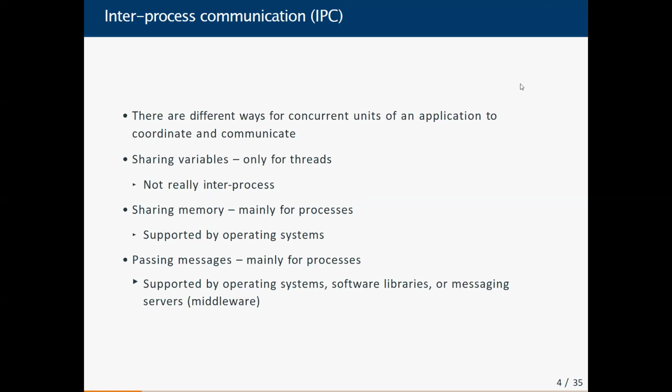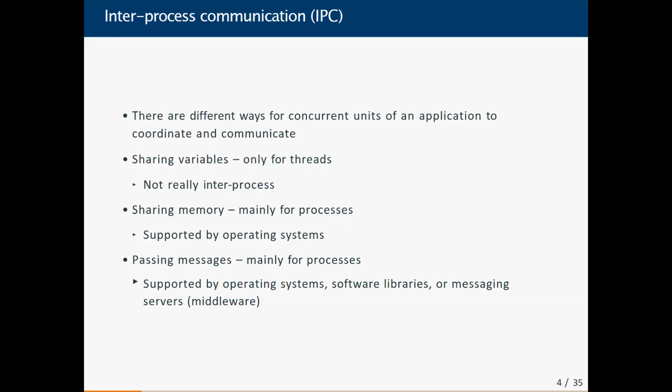Inter-process communication. So actually, there are different ways for concurrent units of an application to coordinate and communicate. So we know that threads are created in the same process. So they have shared variables. Okay. And shared variables are only used for threads. So those shared variables are not interprocess. They are in the same process, right?